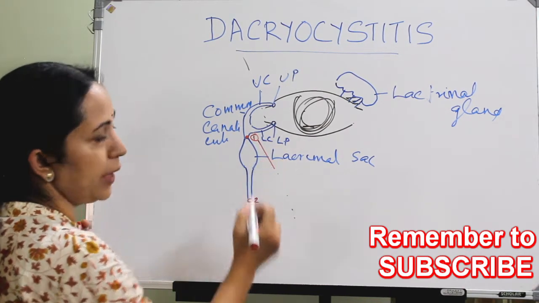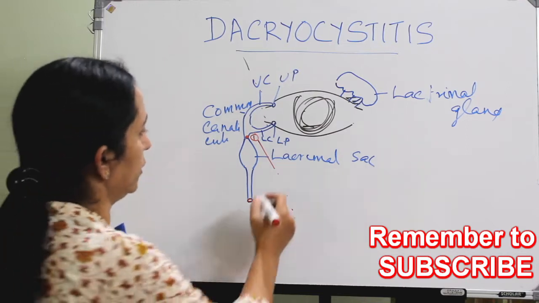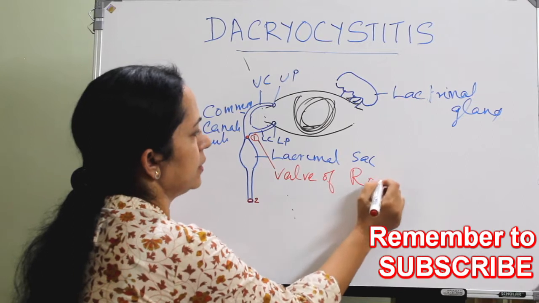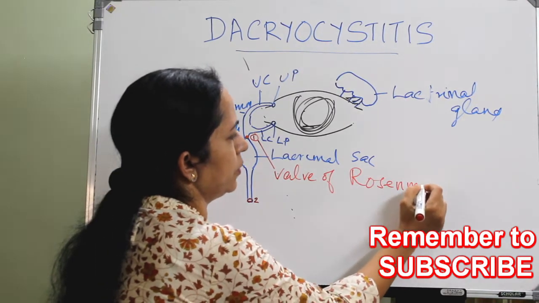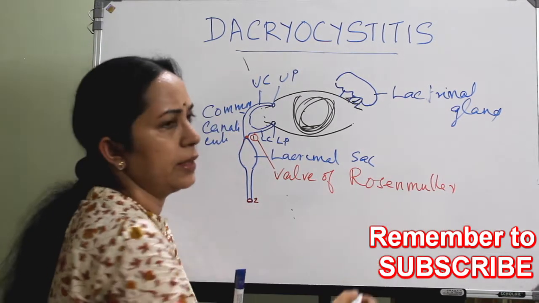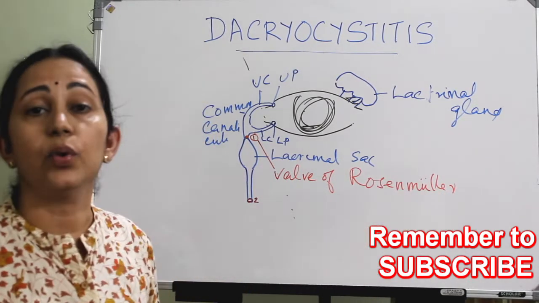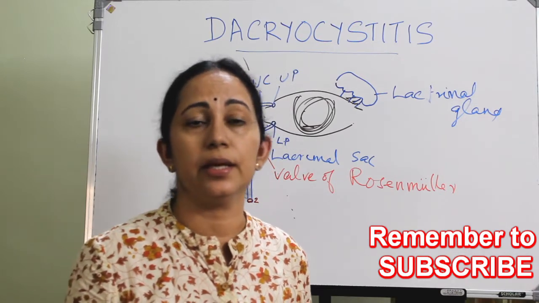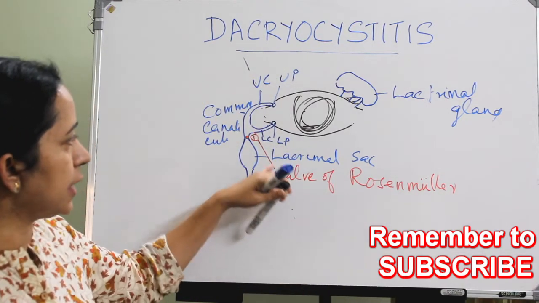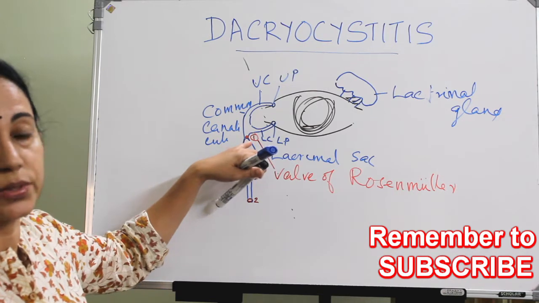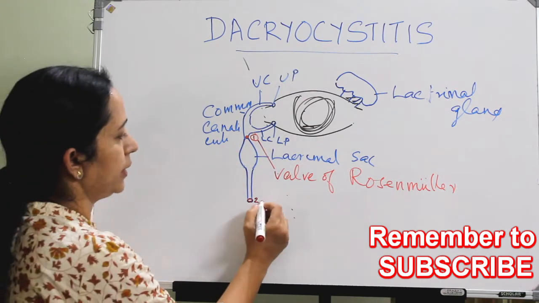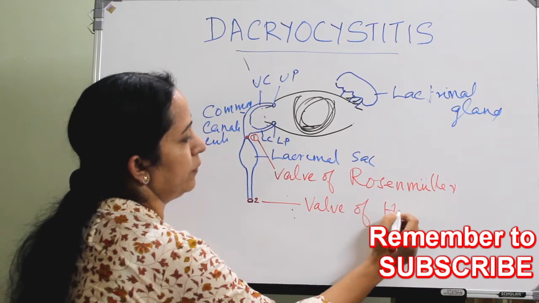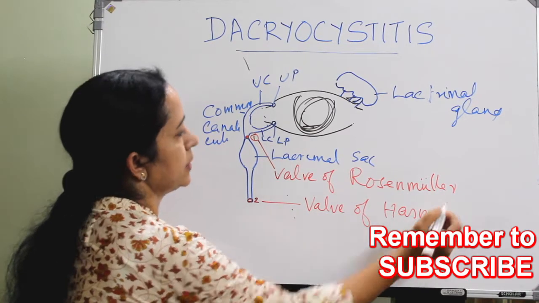So this number 1 valve is called the valve of Rosenmuller. Okay, valve of Rosenmuller. There is also another Rosenmuller. What is that? That is the fossa of Rosenmuller in the lateral wall of the nasopharynx, which is a common site of carcinoma nasopharynx. This valve is at the junction of the common canaliculus with the lacrimal sac. And at the lower border there is the valve of Hasner. Okay, valve of Hasner, right?